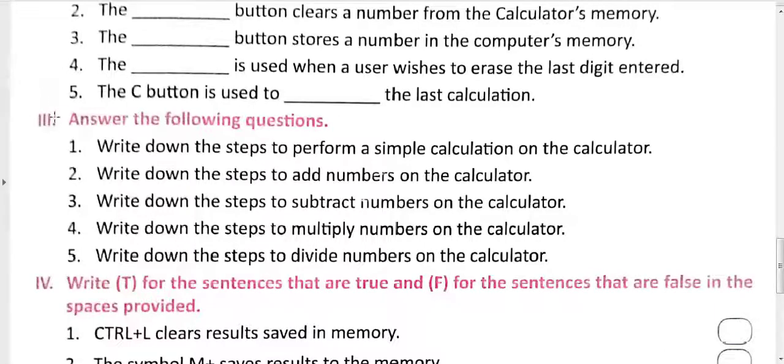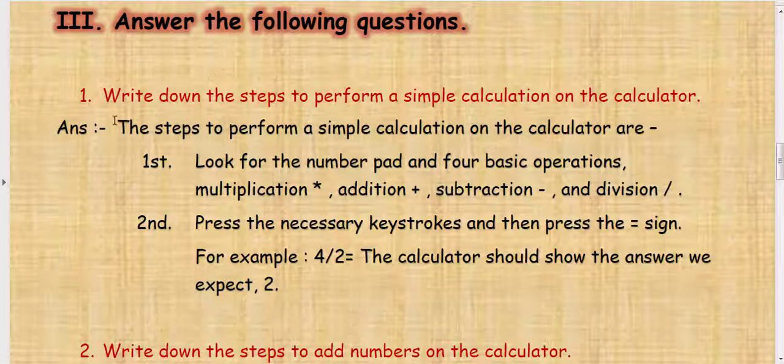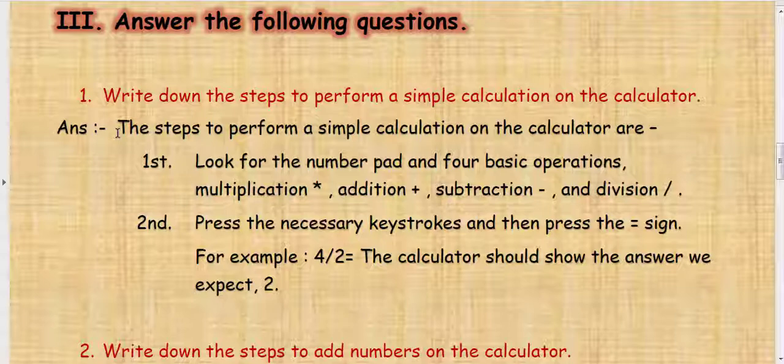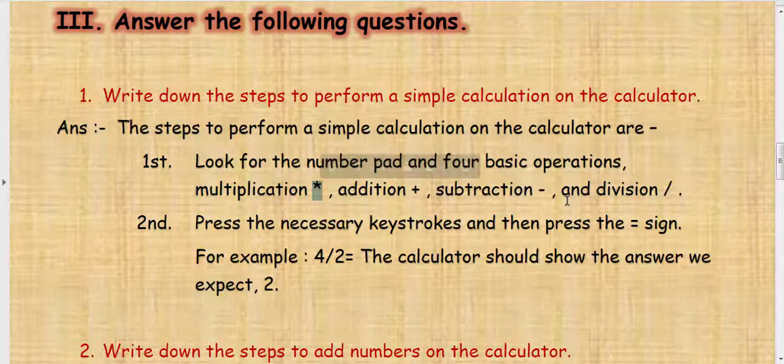Exercise 3. Answer the following questions. Question number 1. Write down the steps to perform a simple calculation on the calculator. So, see the answer. The steps to perform a simple calculation on the calculator are: first step is to look for the number pad and 4 basic operations: multiplication, addition, subtraction and division. This is the asterisk symbol which is used for multiplication in calculator.